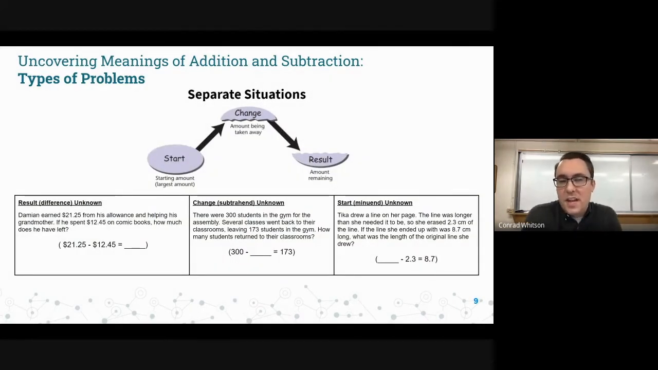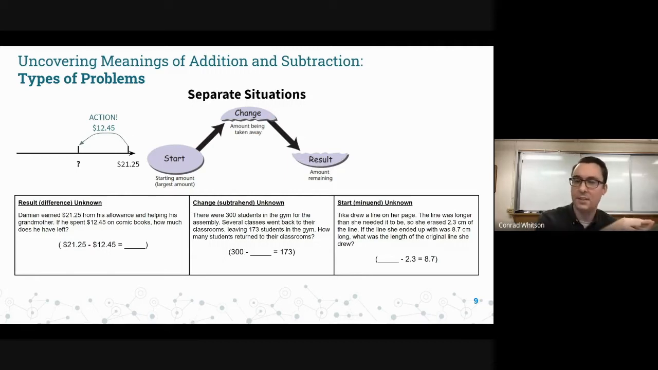Separate situations is the next type. They tend to be grouped together with joining situations a lot as kind of action type problems because you'll notice it's very similar. Even the graphic is very similar. You start with an amount, which usually is a large amount, and then you make a change by taking something away or removing, and then your result is a smaller remaining amount or something that's left over. Again, number lines tend to be a really valuable visual. It gives that amount being taken away a familiar form in an arrow jump, this time to the left.